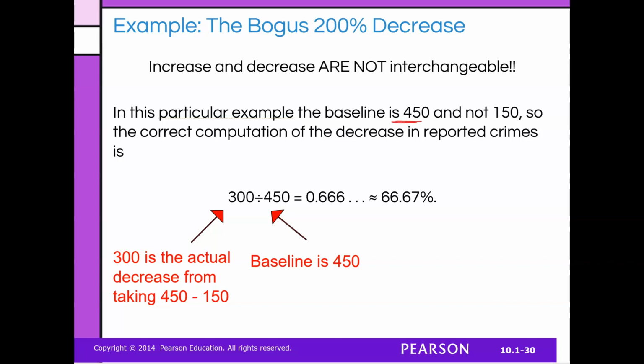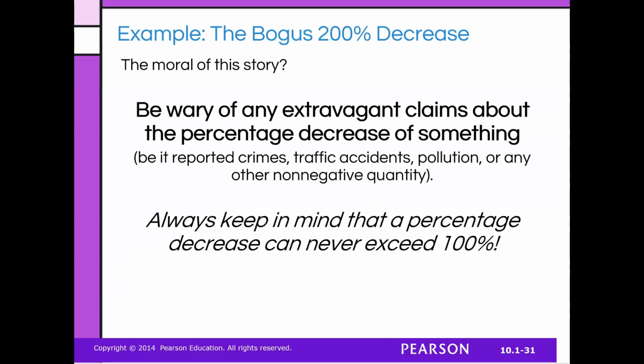The baseline is 450, not 150, so the correct computation of the decrease would be 300 is the actual decrease. We did that by subtracting, divided by our baseline, which is the starting value. It's a 66.67% decrease, which in terms of crime, I'd say is a major win, but it's certainly not 200%. So you want to be really aware of these kinds of extravagant claims about percent decreases. You'll see it a lot in the media around crimes and traffic accidents, pollution, or anything that's non-negative. Just keep in mind that percent decrease can never exceed 100%.